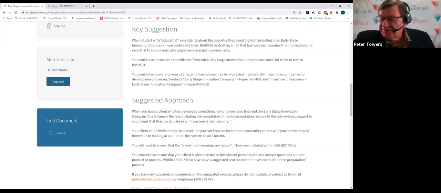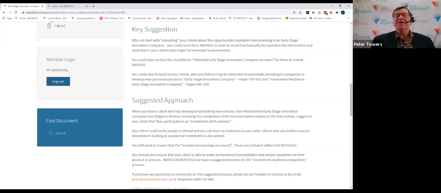So that's giving you an overview of how that particular legislation operates. You can then go to our product package on early stage innovation companies and read through all of the material which we have there. And it gives you a process for the work that you could undertake to be able to produce a due diligence report for your client, who would normally be the company that's trying to raise the money, that they can then hand on to potential investors so that the investor gets some assurance on the company status.